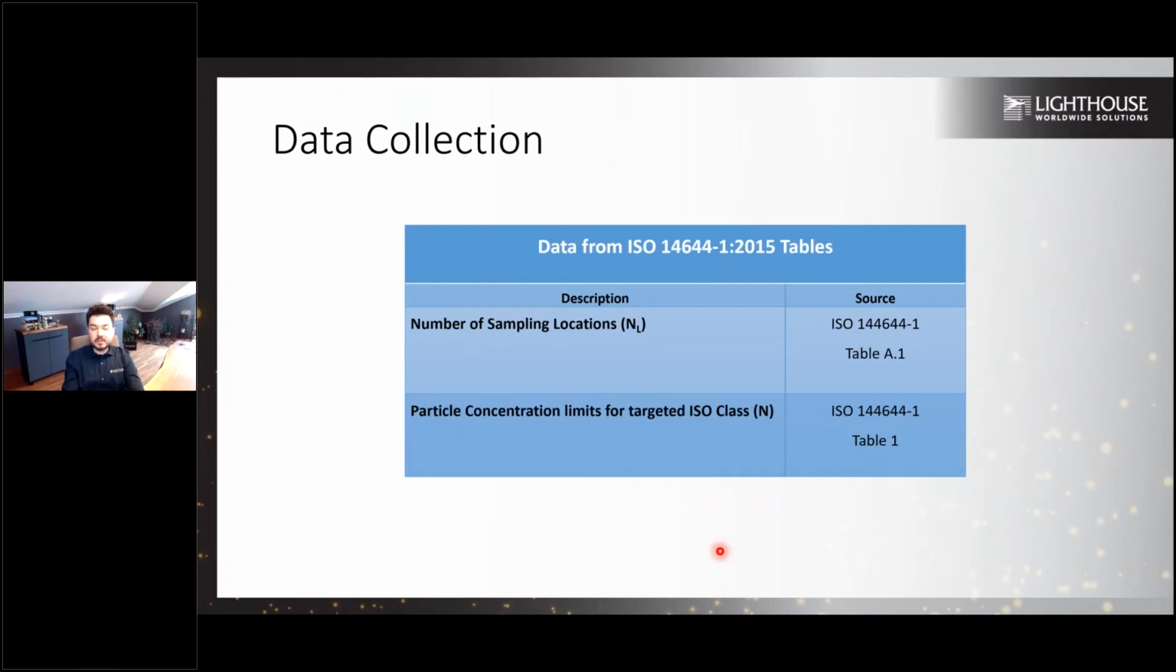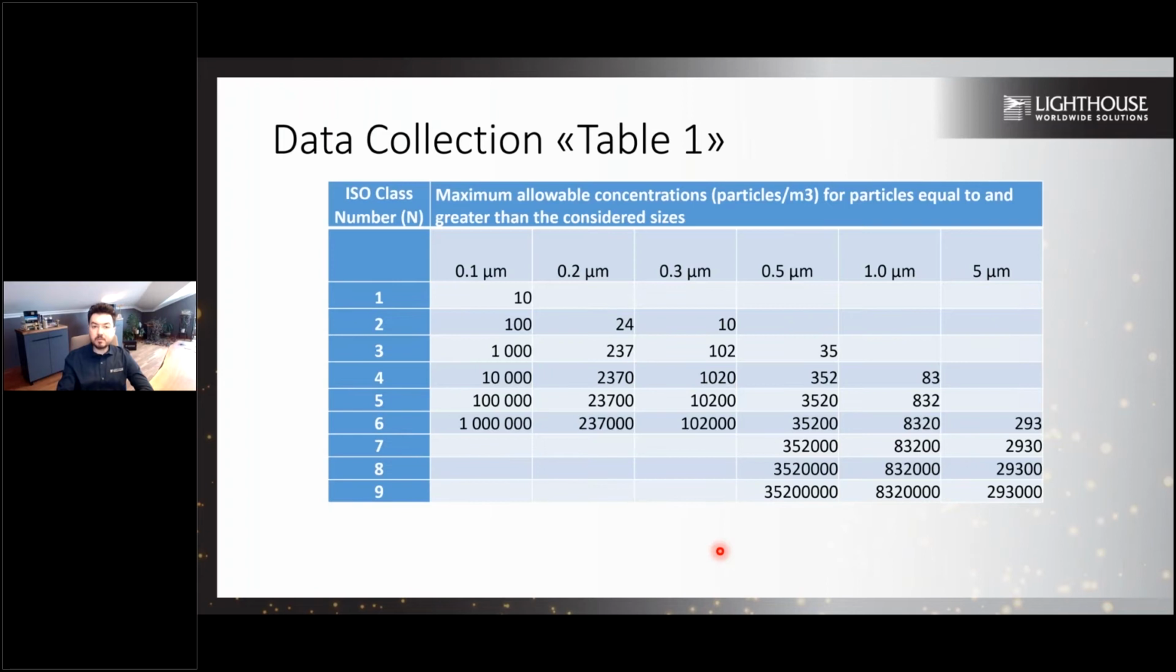Data from the tables in the 2015 version. Luckily, we have 2 tables which are normative now, used to be informative: for classification limits, and for the calculation of the number of locations that we need to consider. Now we have table A1, number of sample locations given, and table 1, normative, which is the particle concentration limits for targeted ISO class N, equal and larger to. So this is table 1.